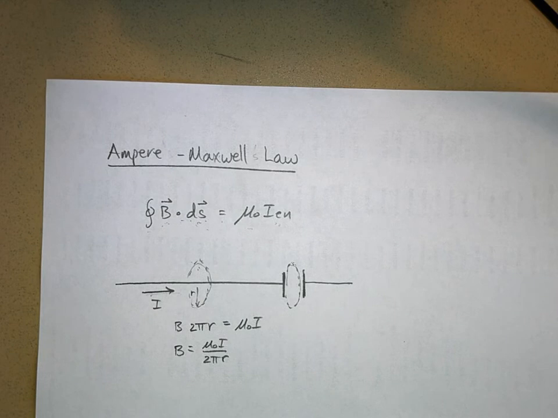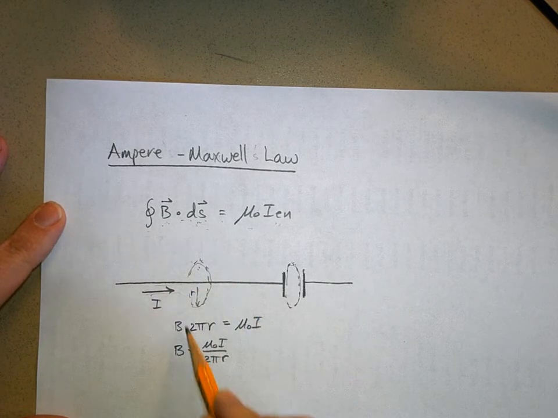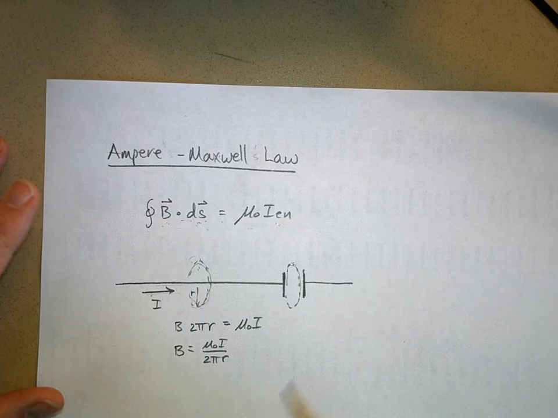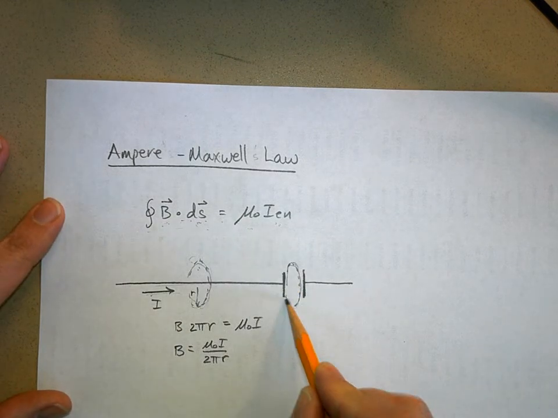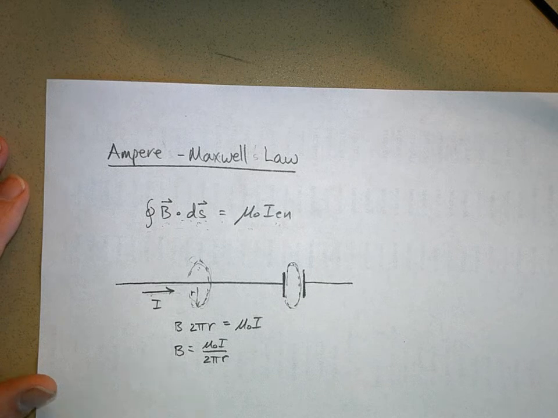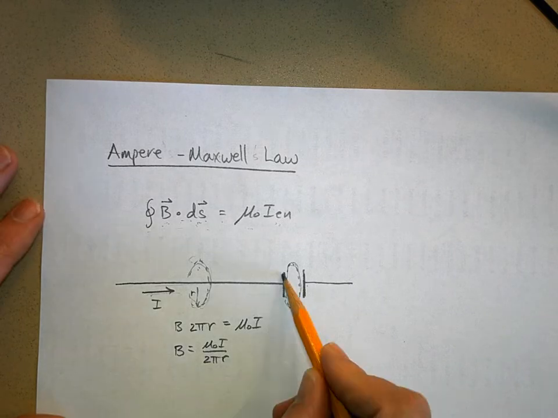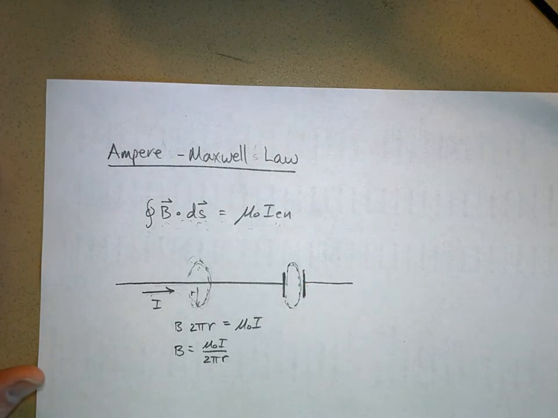Maxwell said, hey, something's not finished here in our thinking. If I've got current going through this wire, I can use Ampere's law to figure out what the magnetic field is around there. But look, there's something going on here where it acts like there's a current in there, even though there isn't. There is no flow of charge across these plates. But what is happening between here and here? You have a changing electric field.